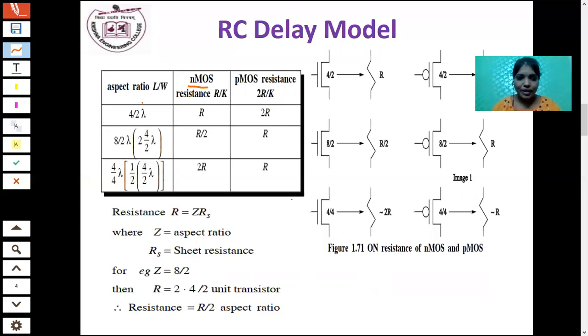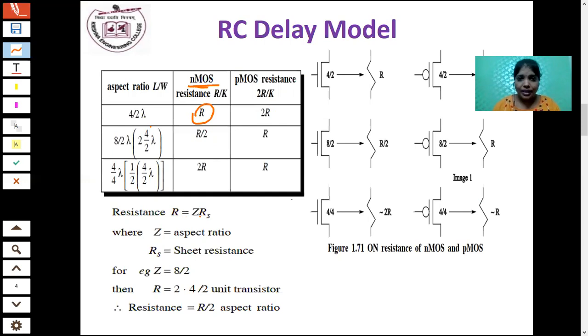Unit size means nothing but the minimum length of the NMOS transistor, which is 4/2 lambda. That is, length is 4, width is 2. Here, for the NMOS transistor, how am I calculating its value? In the last lecture, I explained the resistance formula: R is equal to Z into RS. Generally, R is equal to L by W into RS, where L by W is the length and width of the channel.